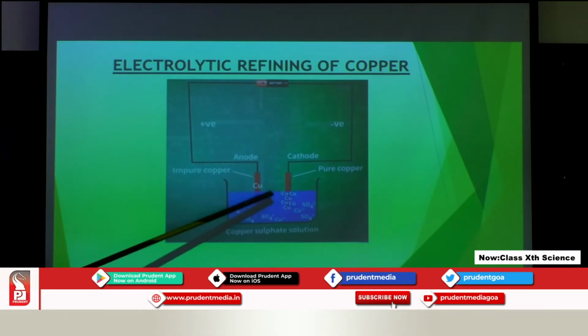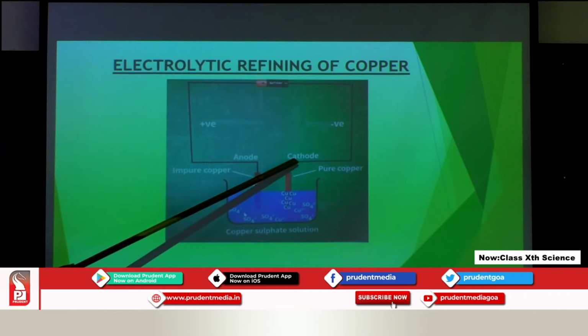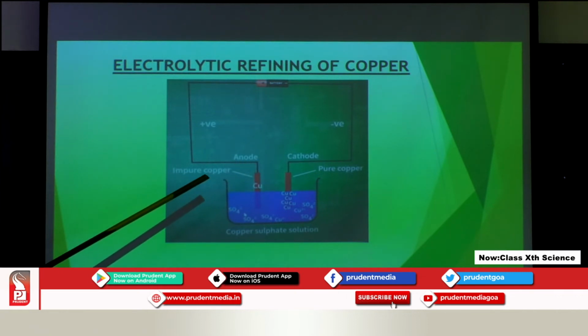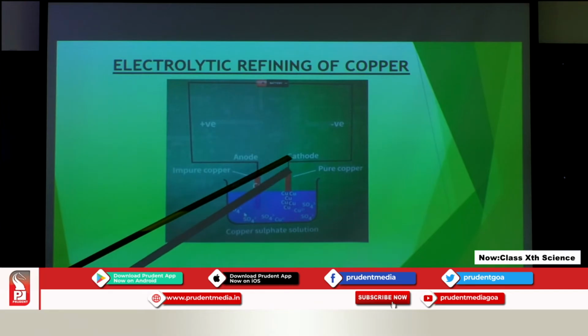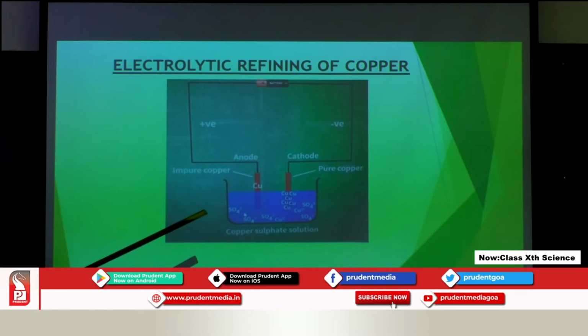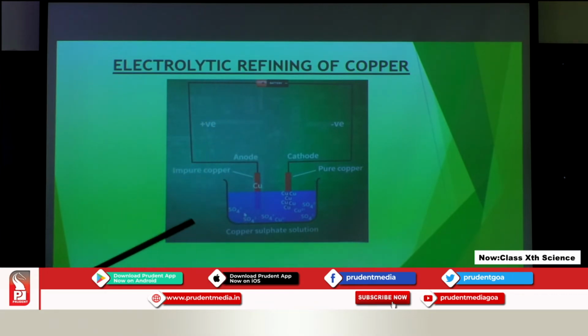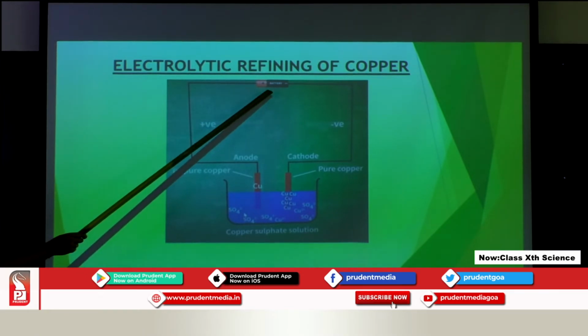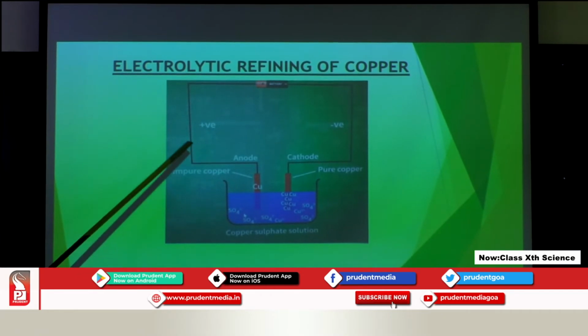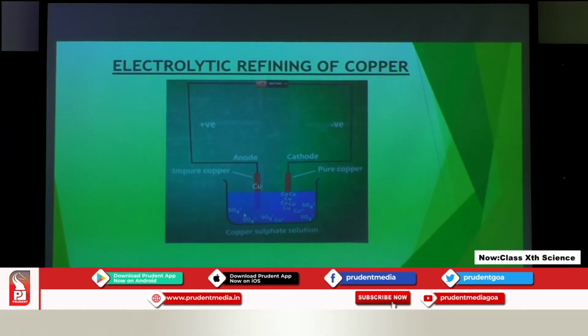There are two electrodes. One is the cathode, one is the anode. Anode means the positively charged electrode, cathode is the negatively charged electrode. Both are connected to a battery. A combination of electric cells is known as a battery. So, when the circuit is complete, what will happen?